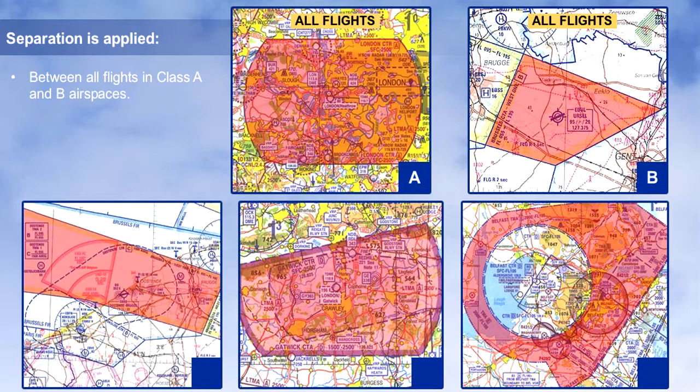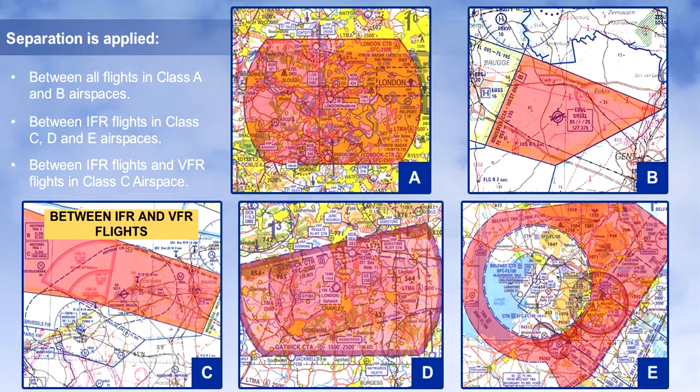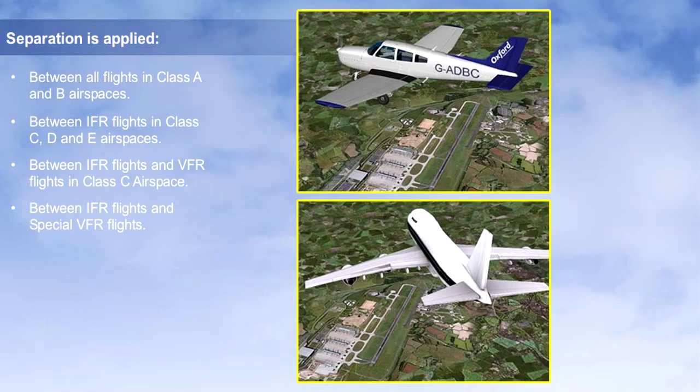Separation is applied between all flights in Class A and B airspaces, between IFR flights in Class C, D and E airspaces, between IFR flights and VFR flights in Class C airspace, between IFR flights and special VFR flights, between special VFR flights when so prescribed by the appropriate ATS authority.